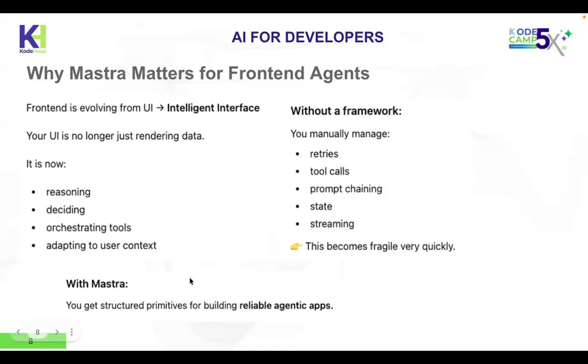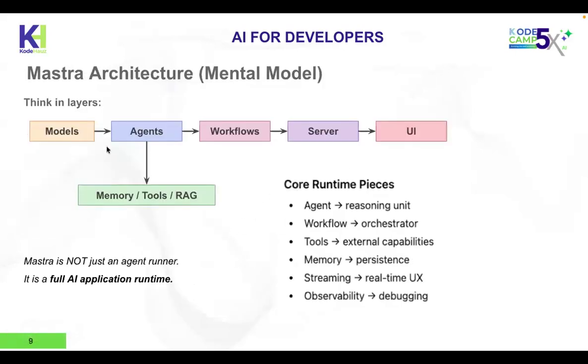So Mastra provides all of that. It gives you structured primitives that will allow you to build reliable agentic apps. So this is typically the architecture, how it looks. You think in layers, right? You have a models layer. In this models layer is where the provider agnostic LLM layer comes in, the routing, where you can decide which models you want.